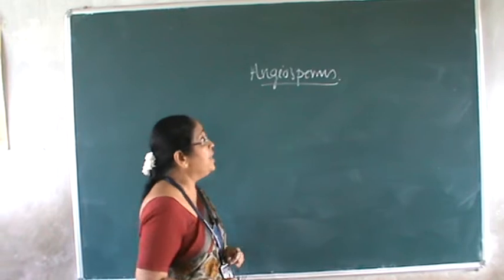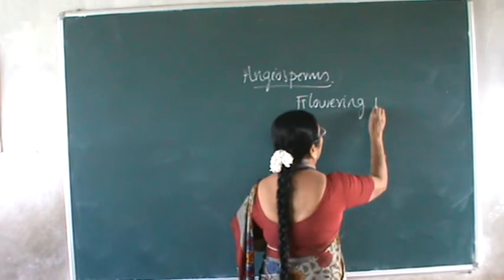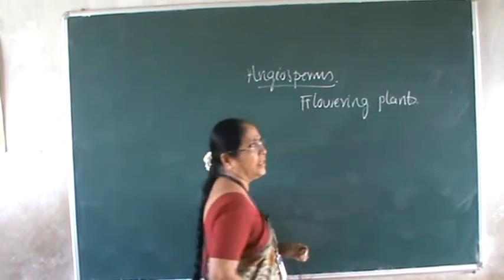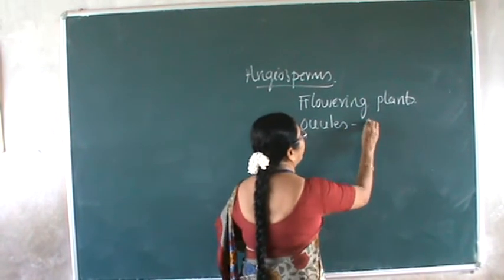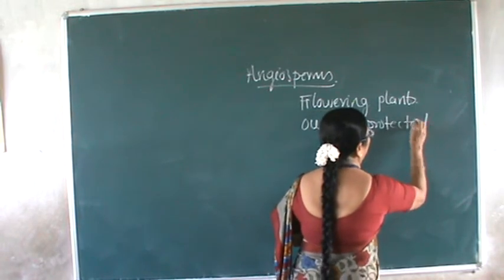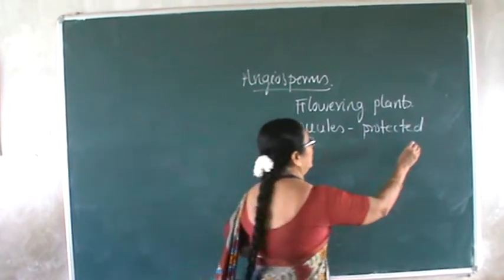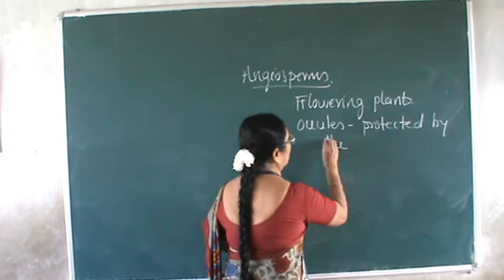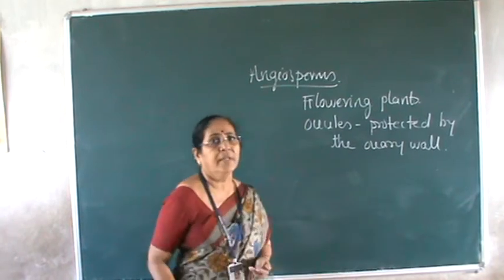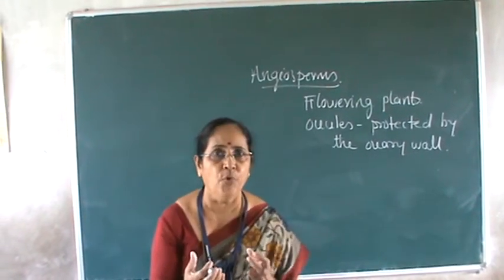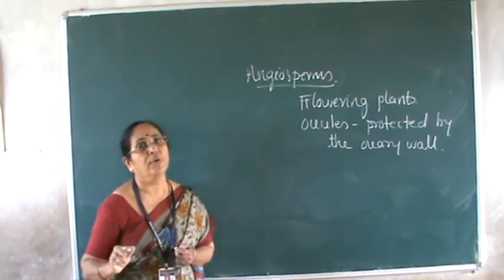Along with this, the angiosperms are characterized by the flowering nature. All flowering plants belong to angiosperms. This is the first character of the angiosperms, along with which ovules are highly protected. Ovules are enveloped or protected by the ovary wall. You can say that the entire pericarp of the fruit is the ovary wall. So it gives protection to the ovule apart from its own seed coat.